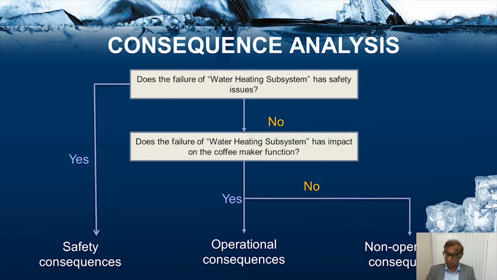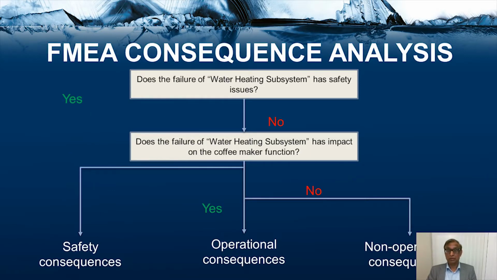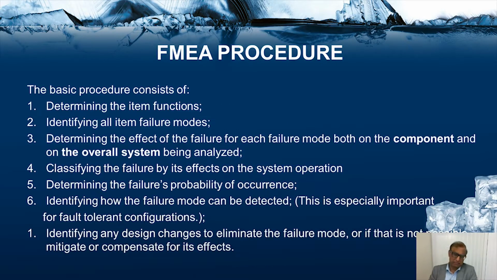This is one example of the coffee making system. Now, there is a procedure for this. This is so extensively used in industry, and there are many approaches to this. You will find a lot of literature everywhere, but the basic procedure consists of determining the item function.